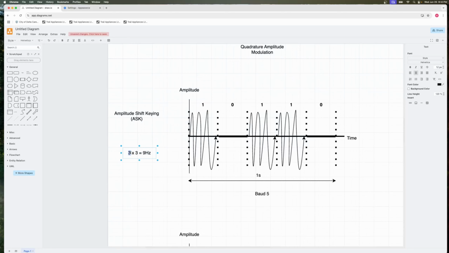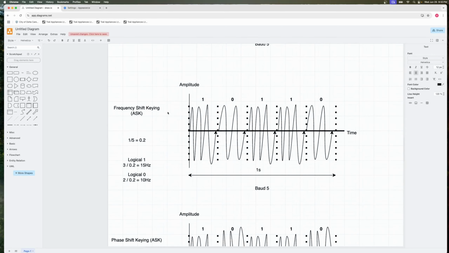So that means we have 3. We write down the number 3, and we ask how many of these ones we have within this 1 second time frame, which is 5 baud for this example. So we want to multiply the number of peaks, 3 because we have 3 ones, by that number. So it'll be 3 times 3, and that equals 9 hertz.